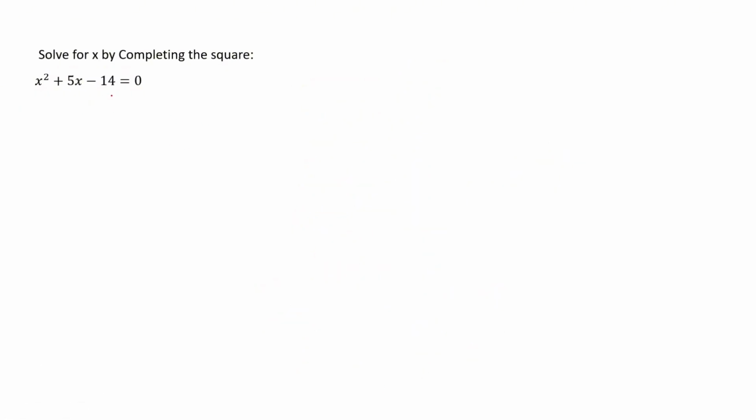Here's another question involving completing the square. The first step we should do is to take the constant to the other side. x squared plus 5x minus 14 is equal to 0. Take the constant to the other side. x squared plus 5x is equal to 14. Then after that, you're going to take your b value and divide it by 2 and square it. So x squared plus 5x plus 5 divided by 2 all squared.